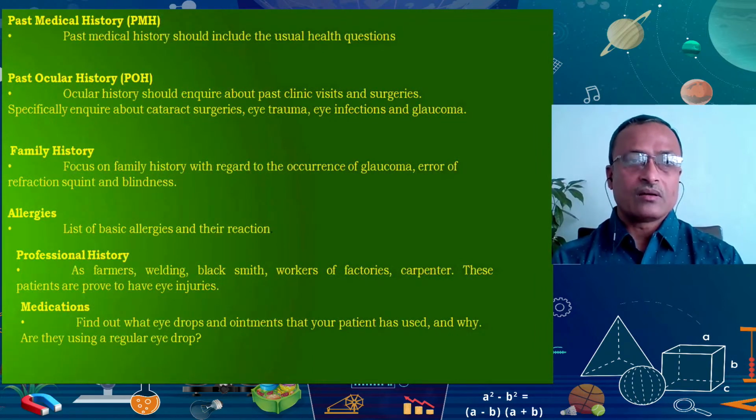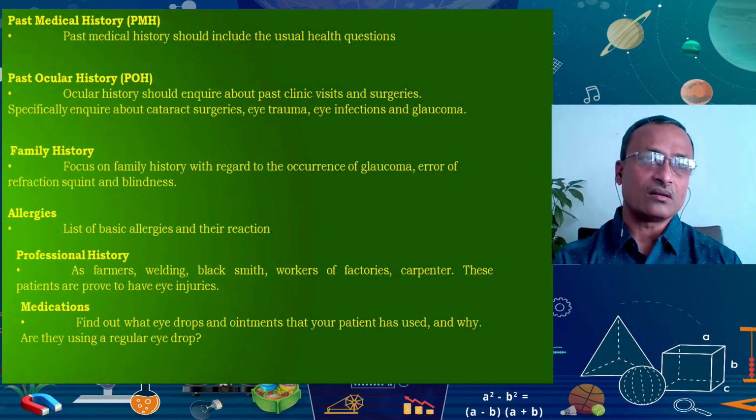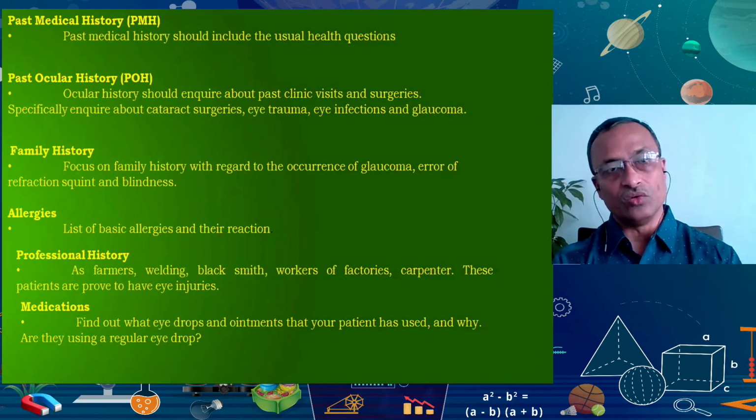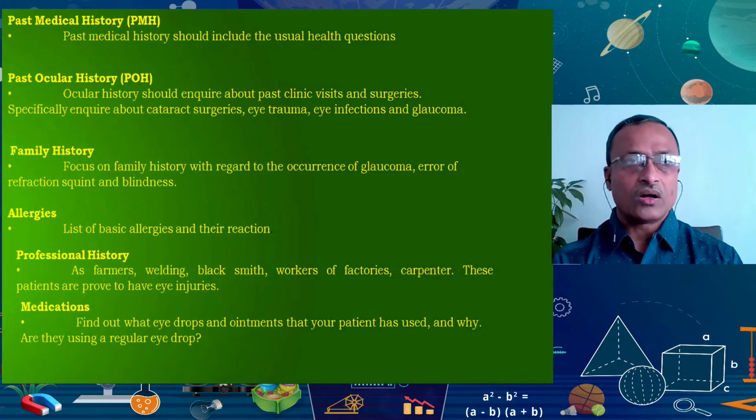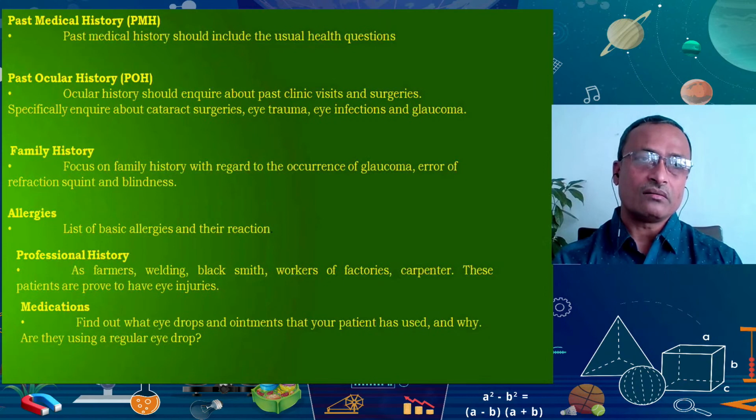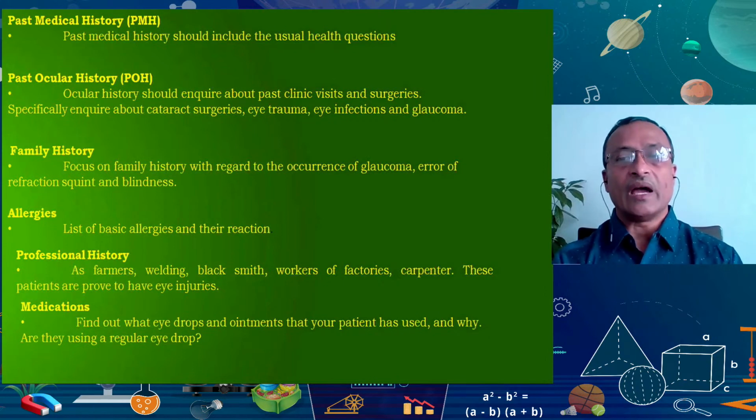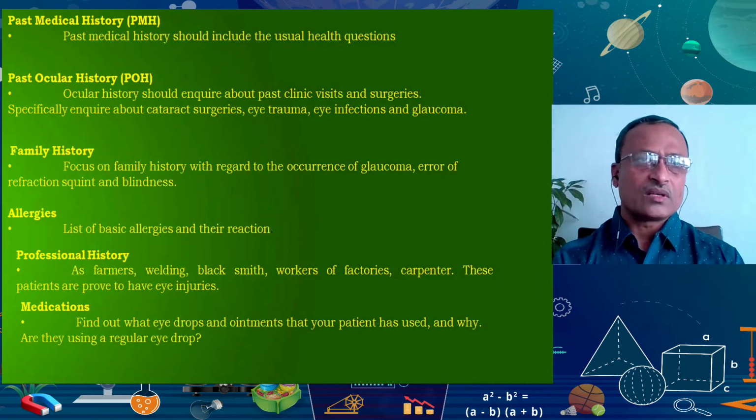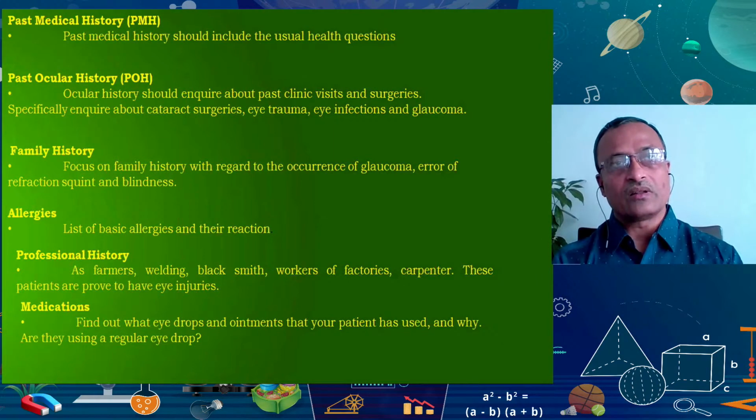Now, what types of histories, or information, are usually obtained prior to the patient entering the room of an ophthalmologist? They are their past medical history, which covers the usual health questions, and their ocular history, like whether they have undergone any surgeries earlier, any cataract surgeries, any eye trauma or eye infection, or whether they are unable to see properly, or their images are not formed accurately.